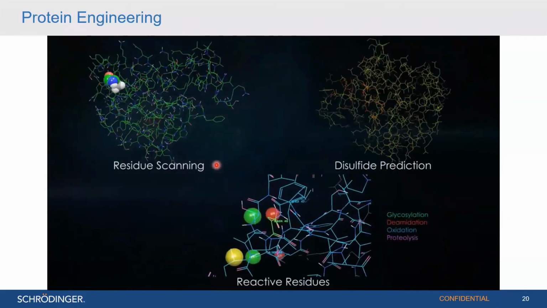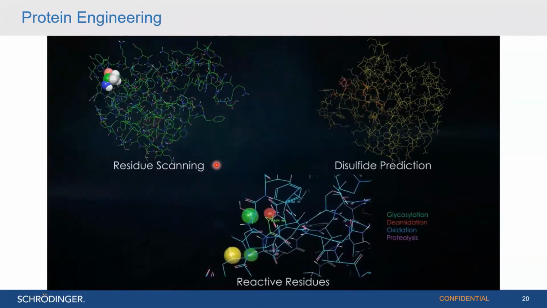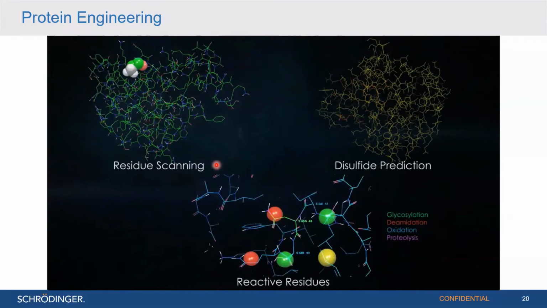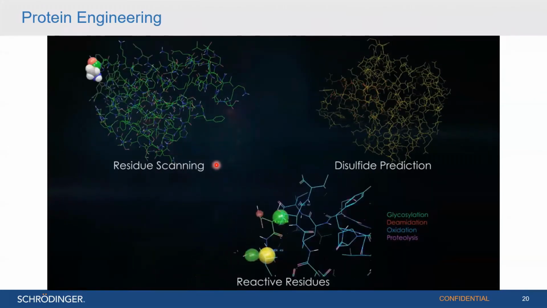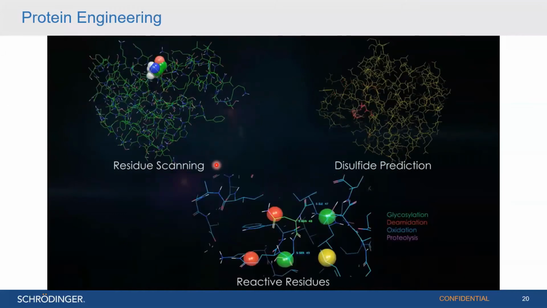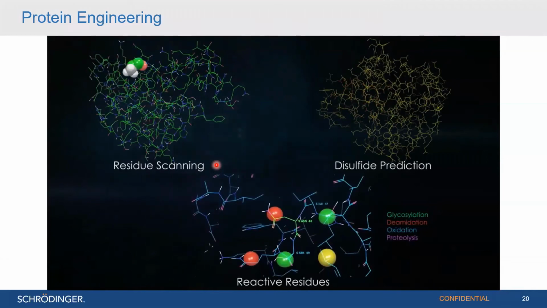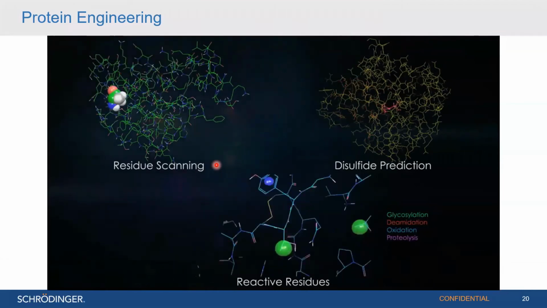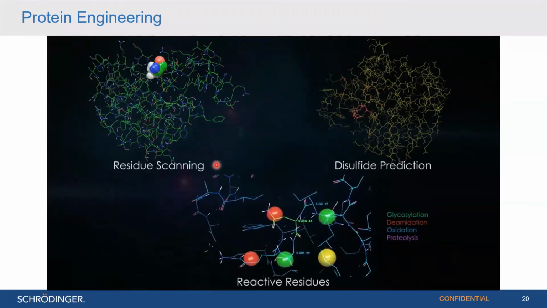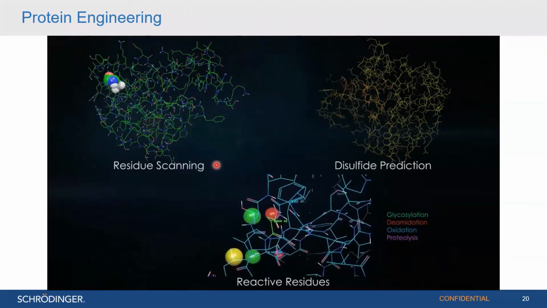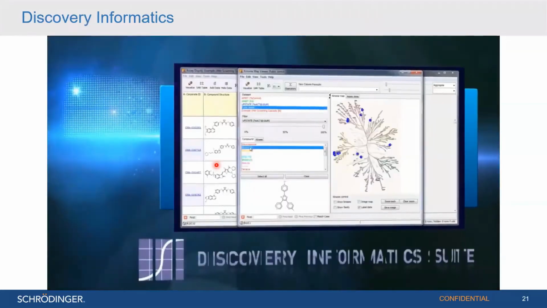And not only that, if you want to modify the protein, it comes under protein engineering. For example, residue scanning like alanine scanning, cysteine scanning, disulfide prediction, identification of reactive residues to engineer your protein in a better way to improve its activity. So you can make a thermostable protein for your protein engineering work to increase its catalysis or to increase its stability. We have those applications present in the biologics suite.